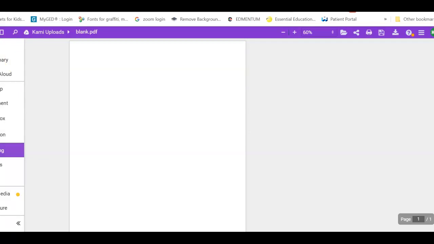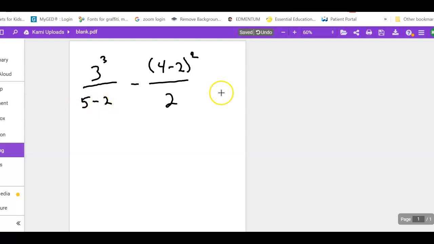If I rewrite it over here, all right, so I have 3 cubed divided by 5 minus 2, subtract that, 4 minus 2 squared divided by 2. Now again, first thing I'm going to do is reduce everything I possibly can with these fractions. So I'm going to start with the first one. I'm going to start here. 3 times 3 times 3. We see that, right? So I have 3 times 3 times 3. That's going to give me the 27. So that top is 27.